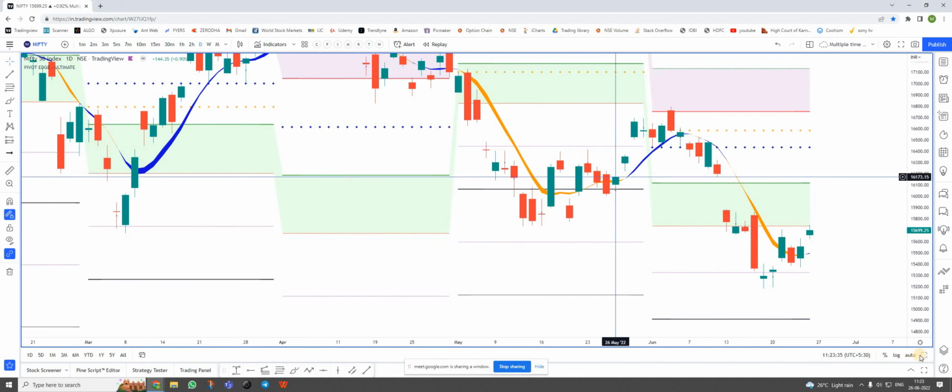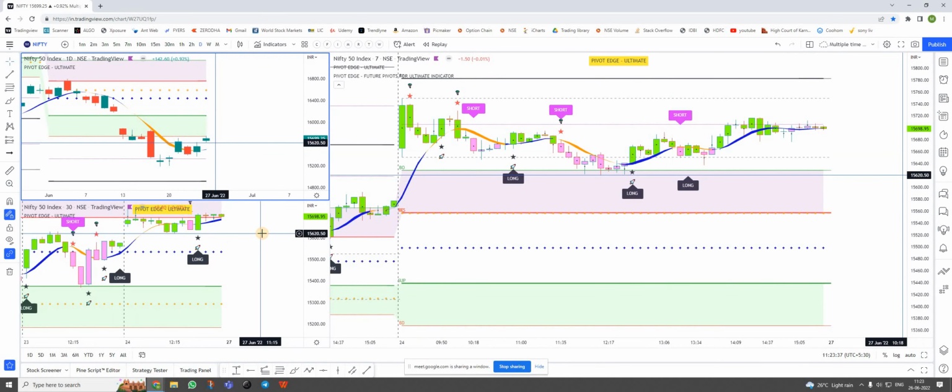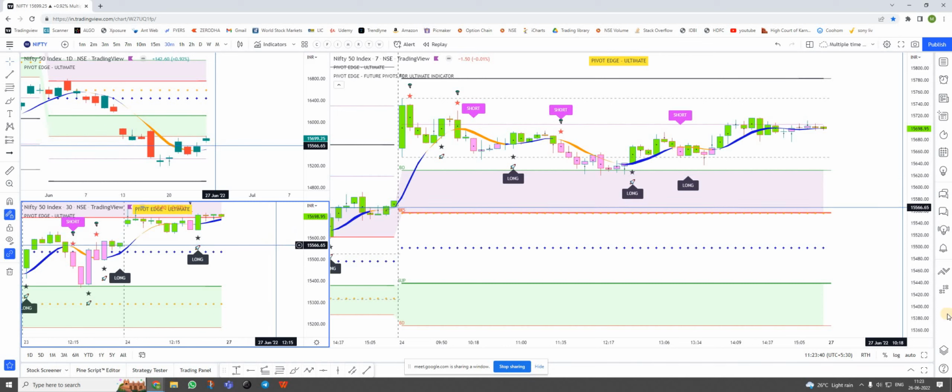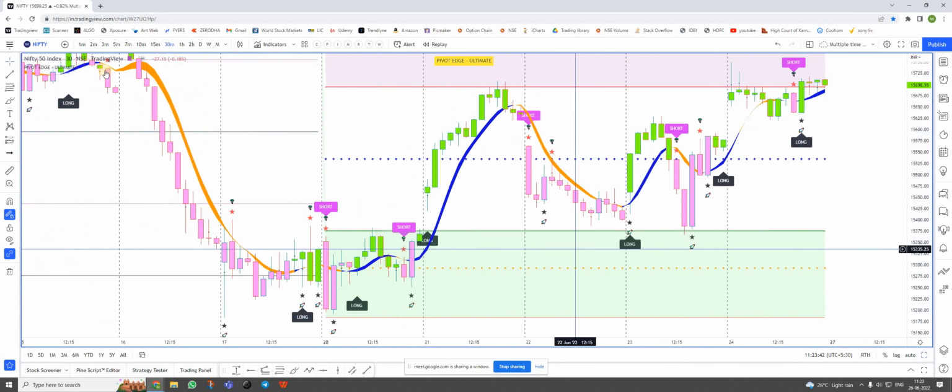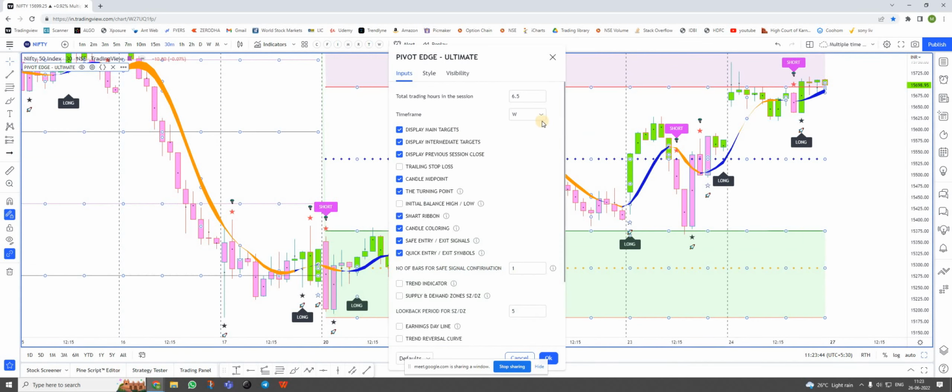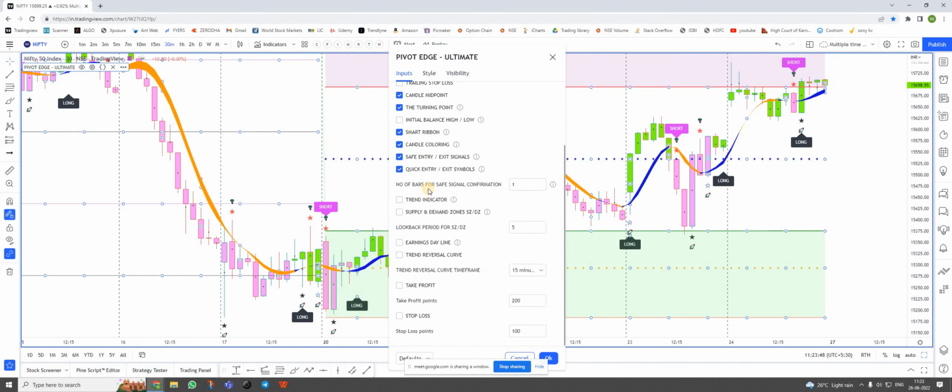This is one. The next one I will keep is for 30 minutes. For this, I'll go and put week. Again here I'll remove signals, I don't need them. Candle color also I don't need.